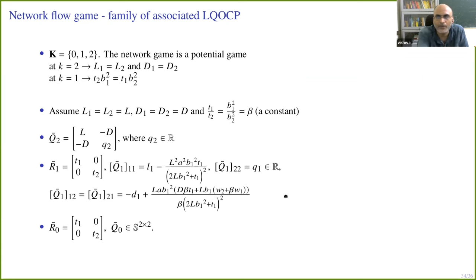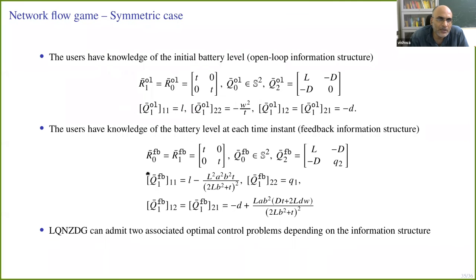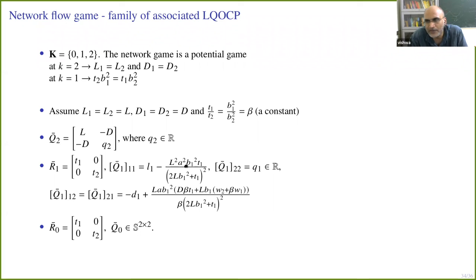All the optimal control problems are given by the following game parameters. Here Q2 is any arbitrary variable, and S is the class of symmetric matrices, so Q0 is any 2 cross 2 symmetric matrix. So this is the family of all optimal control problems. The solution of these problems will provide a feedback Nash equilibrium. All these problems have the same optimal solution. That's the point I want to make.